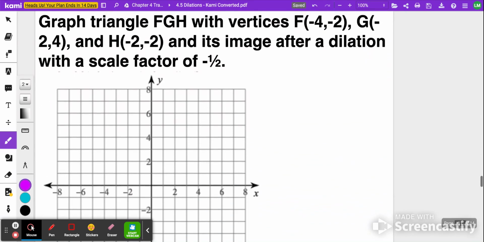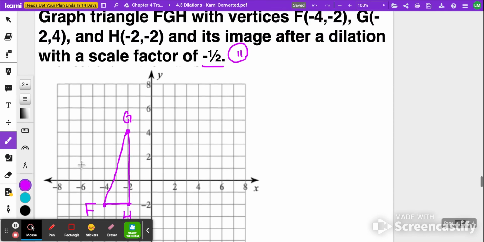Here's a different one, and it's a little bit odd because now we are finding the scale factor of -1/2. So we're going to see what happens when we do this. Graph the original triangle FGH with the given vertices, and then create a dilation of -1/2. So let's go ahead and pause the video here, graph the original one, find the points for the image, and then graph that one as well.